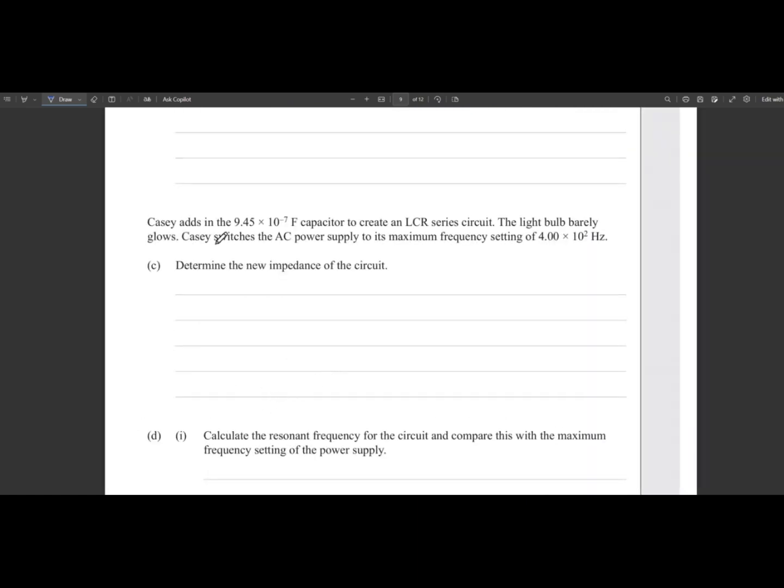Alright, so Casey adds in the 9.45 times 10 to the minus 7. Determine the new impedance. So we know that our impedance is our new total inductor reactance plus our capacitive reactance, squared, plus the total resistance squared. So we have to work out our new XL because we have a frequency now.